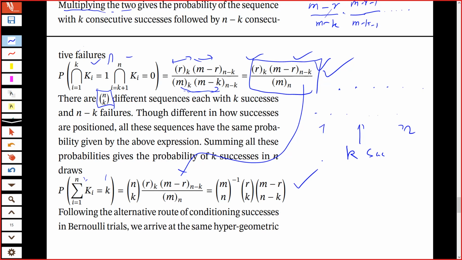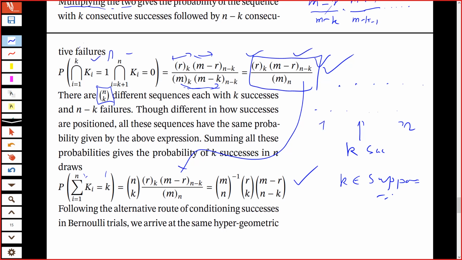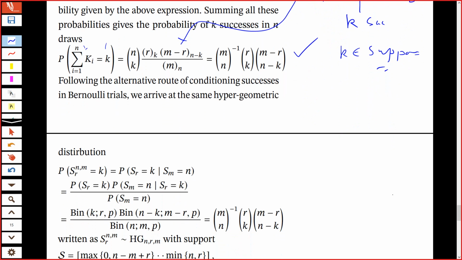This is my PDF basically. Of course, PDF which is only defined for k belonging to the support. Restricted PDF हो गया नहीं. This is what we mean by hypergeometric distribution. इसको कहते हैं hypergeometric.